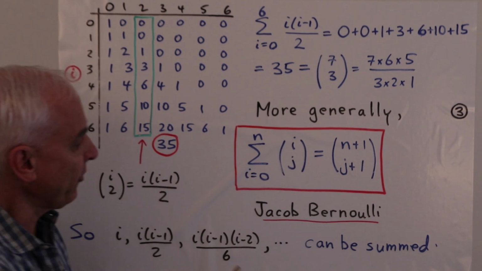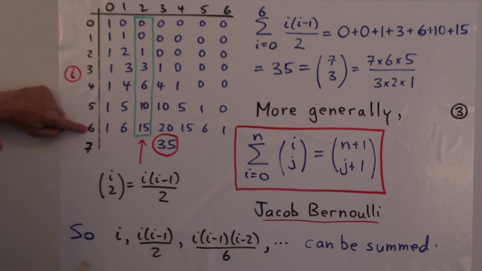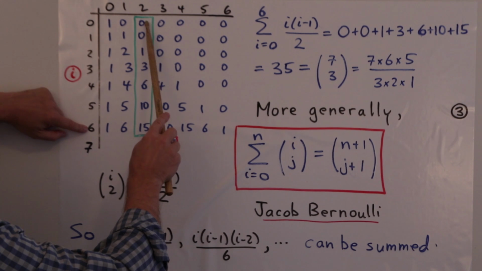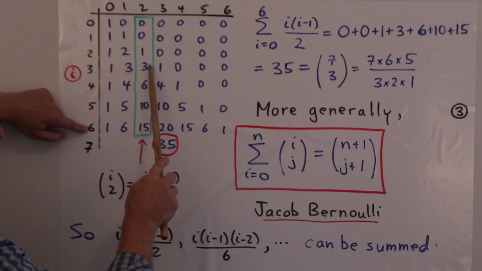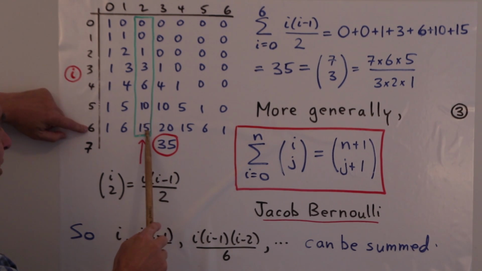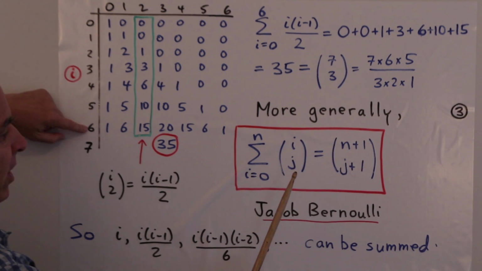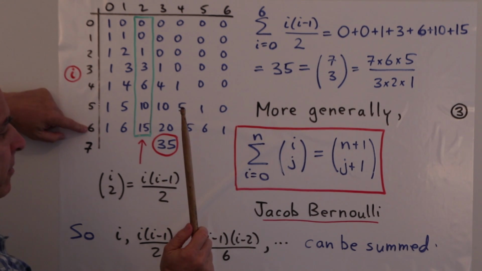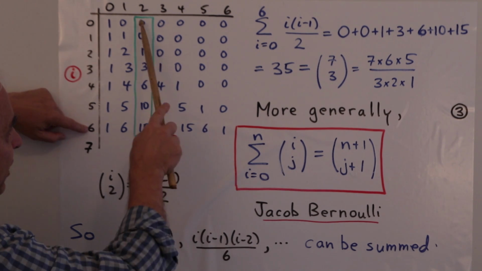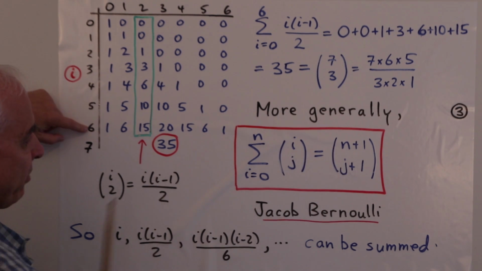In algebraic terms, what we're saying is that the sum from i equals 0 down to some value n of i choose j. So this is 0 choose 2, this is 0, 1 choose 2, 2 choose 2, 3 choose 2, 4 choose 2, 5 choose 2, 6 choose 2. That sum is going to be n plus 1 choose j plus 1. So it'll be 7 choose 3. Because here we've been going down the j equals 2 column, so we have to move over to the next column. The j goes to j plus 1.